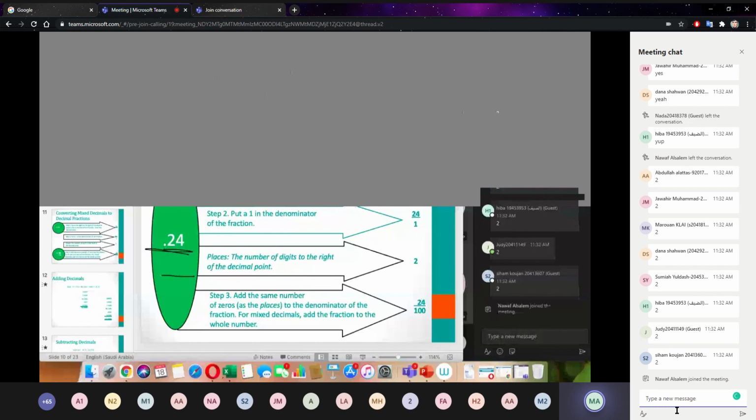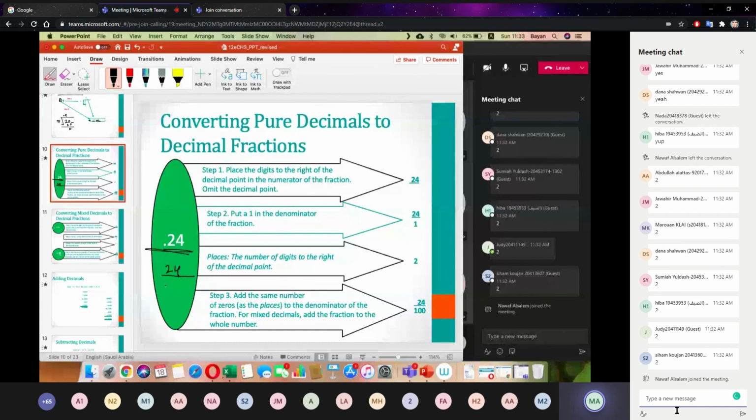And then it will be over what? This 24. We have two values on the right. That means we will add 2 zeros. 2 in the right, that means we will have 2 zeros. So 0.24, it's equal to 24 over 100. So we convert from pure decimal to decimal fraction. Clear how we convert it?